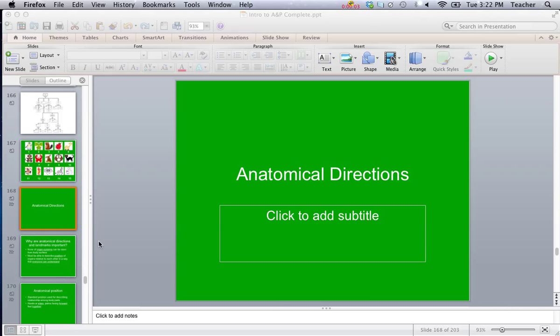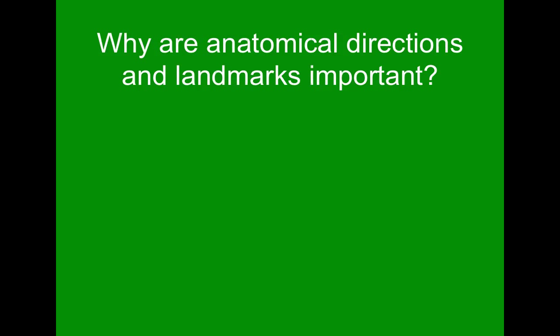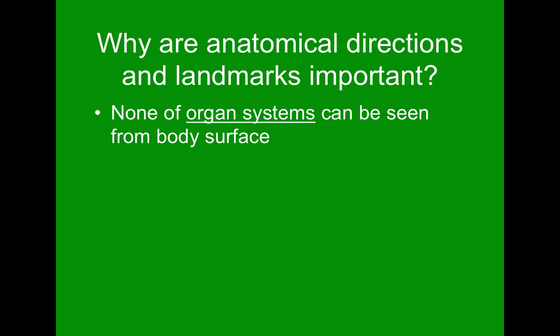All right, in this section we are actually going to look at the different anatomical direction terms that we use in order to understand where things are in the body. So, why are these landmarks so important, and why do we need to learn them? Well, if you think about it, in terms of humans, none of our organ systems can be seen directly from the surface of the body.